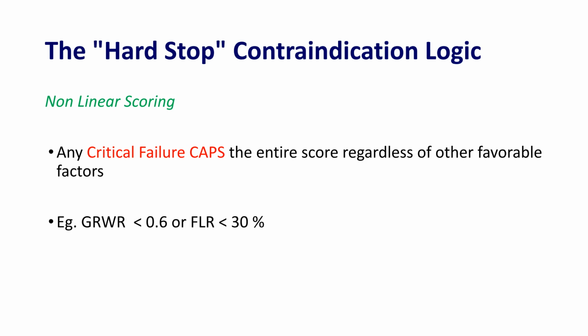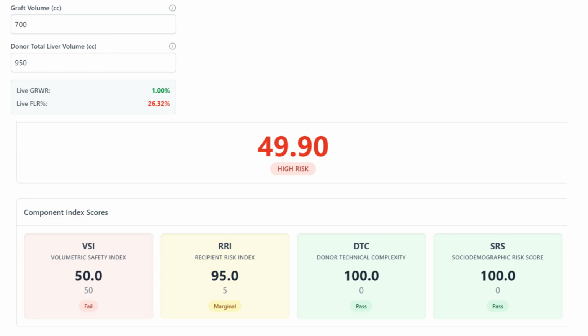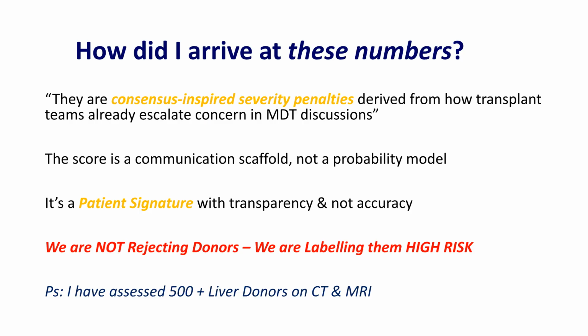Any critical failure, such as a GRWR less than 0.6 or FLR less than 30%, caps the entire score, regardless of other favorable factors. The scoring penalties are consensus-inspired severity penalties, derived from how transplant teams already escalate concern in discussions. The score is a communication scaffold, prioritizing transparency over accuracy. The goal is to label patients as high risk, not to reject donors outright.